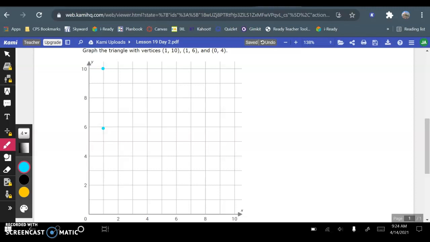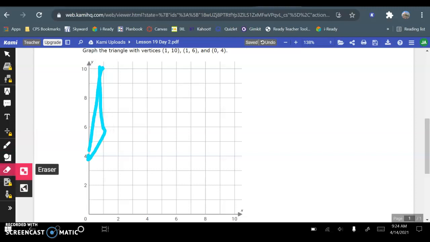And then you have 0, 4. So you're going to crawl 0, so you're not going to move left or right. And then you're going to climb up 4. And then you have your triangle there. That's a terrible drawing. But when you click the spots on the IXL, it actually draws the triangle for you. You don't have to worry about your lines and making a triangle that looks that bad like mine.